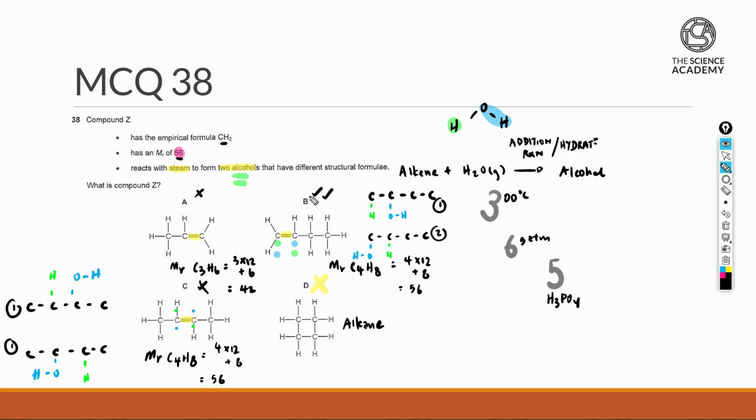So the answer for this question will be B. And to further anchor the final criterion of having the empirical formula of CH2, C4H8 in the simplest form, I'll divide everything by 4. It thus gives me CH2 as well.